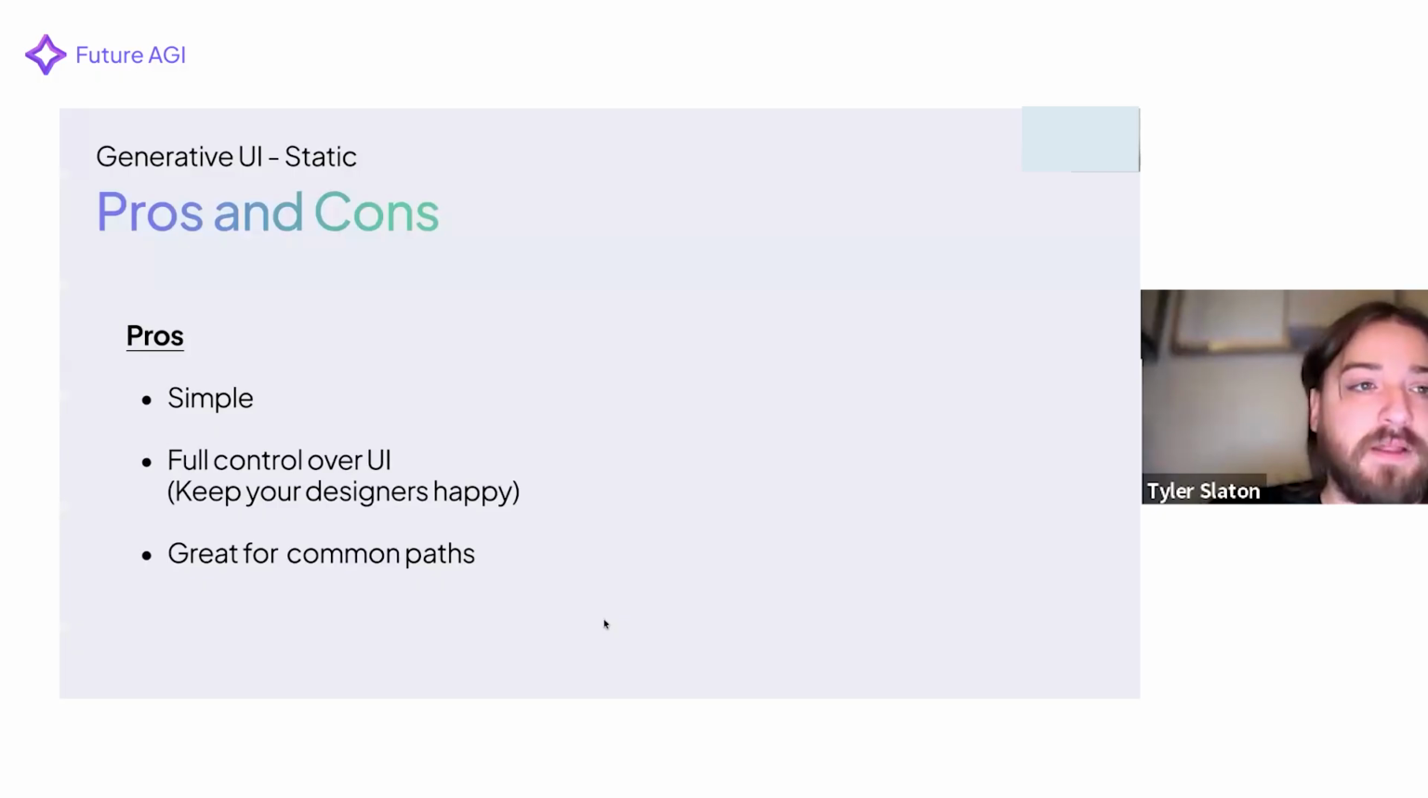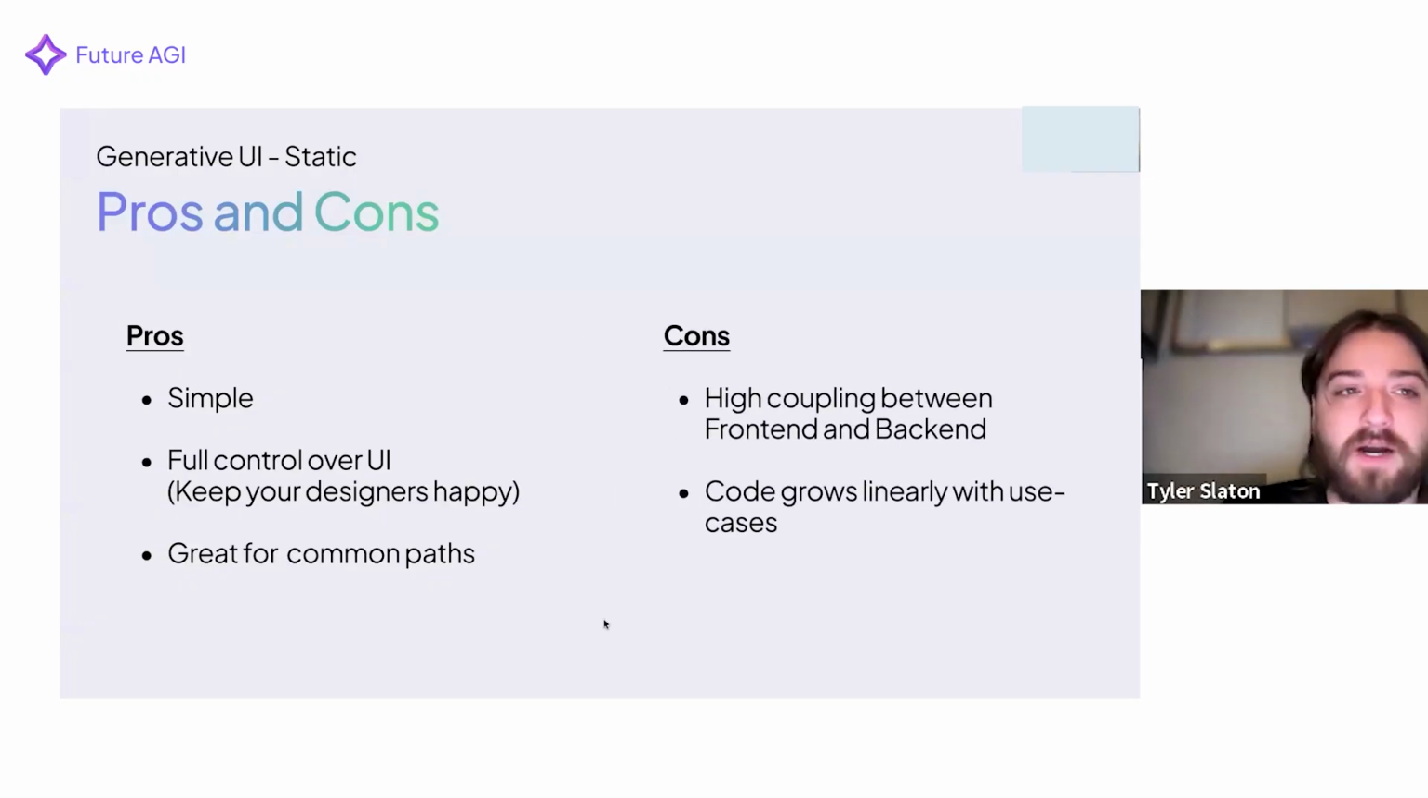So there are some pros and cons to this. The pro is that it's really simple to visualize and understand. It gives you full control over your UI, so your designers are very happy because you have great pixel accuracy. And it's great for the common paths that your application tends to take. But there are some cons. The first is that there's some high coupling between your front end and your back end. Your front end needs to be aware of the tools that can be rendered from your agent, right? So the awareness of both the tools that are available as well as the schemas needs to be determined by the client and the consumer. And this also means that your code base grows linearly with use cases. As you add more and more components, you will have more and more code you have to write.